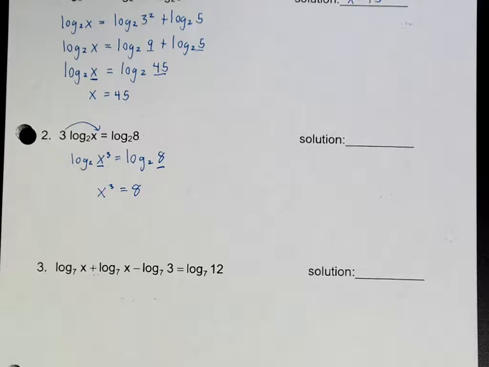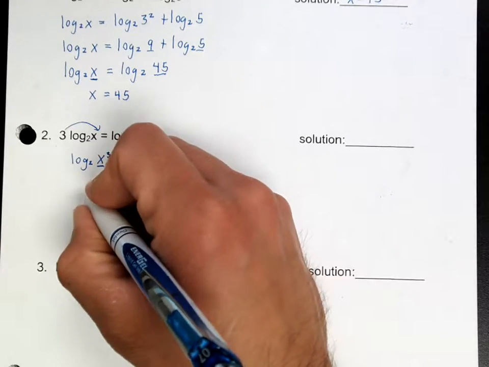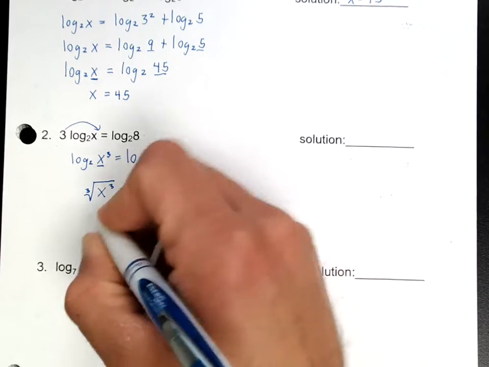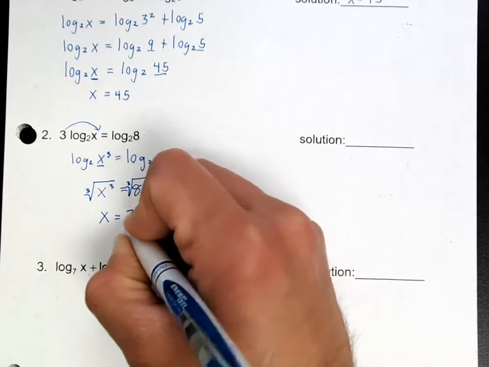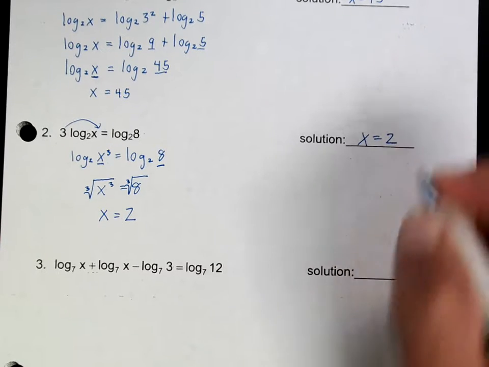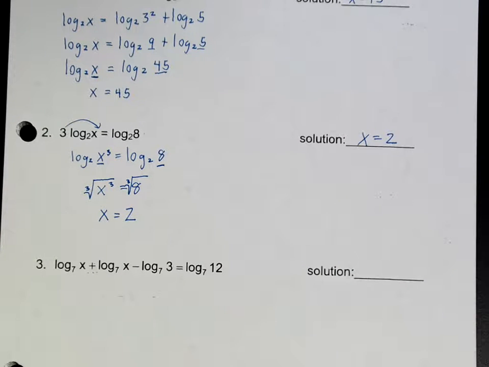On this one, I do have to solve. So in order to get rid of that cube, I'm going to take the cube root of each side. So this is going to be x is equal to 2. So that's it for that one. All right, so again, you have to be familiar with those rules that we used on Tuesday, and that we partly used on Wednesday. All right, now on number 3.